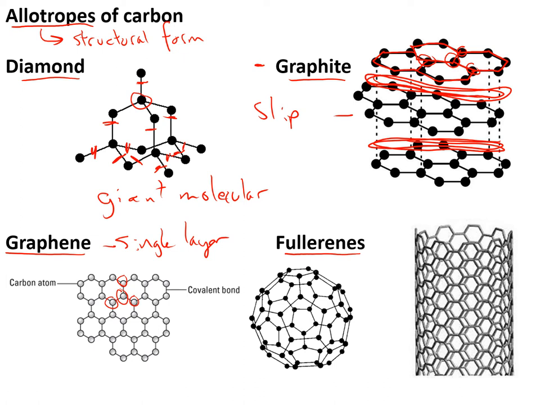And the last one is fullerenes. Now, fullerenes are a range of related molecules. They can be ball-shaped like this one, or they can be tube-shaped like this one. Again, they involve carbons bonded to three other carbons. And they can conduct electricity, and they have, again, a range of different interesting properties.